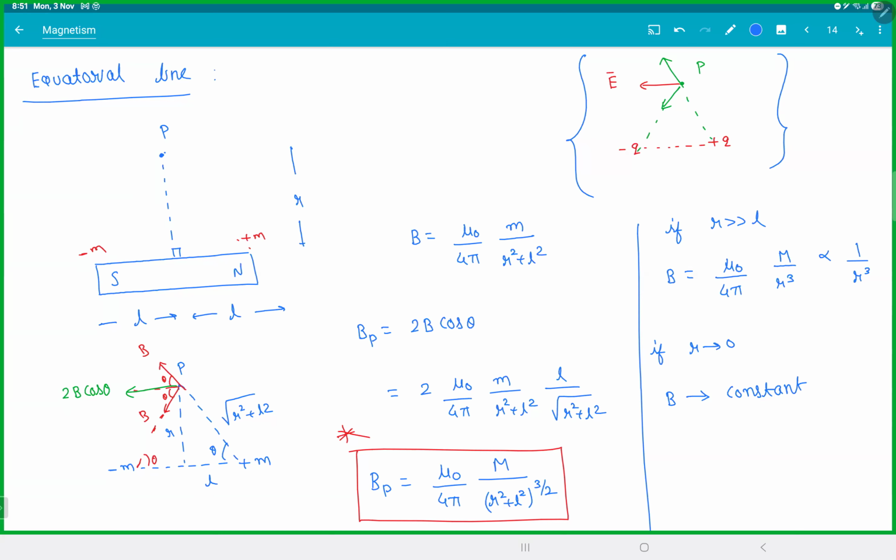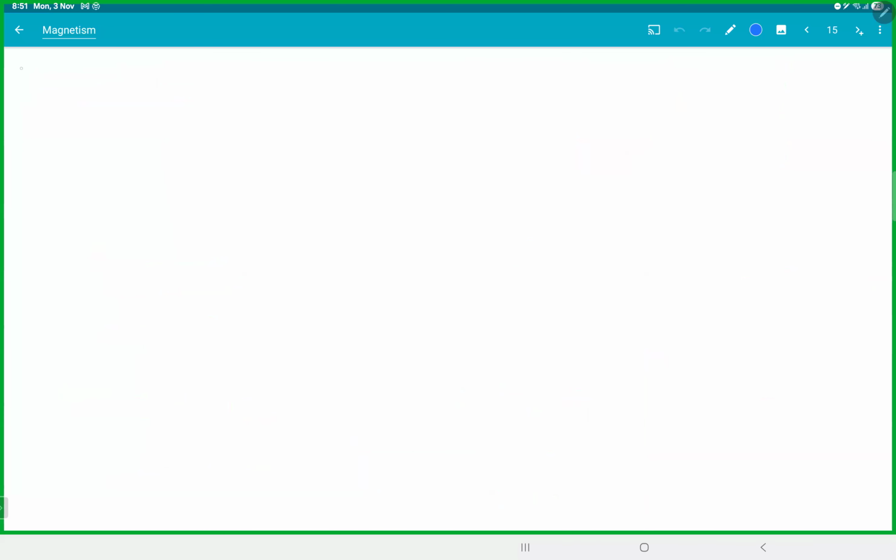Another way of asking questions on magnets. They will say a bar magnet is placed along the north and south pole of the earth.